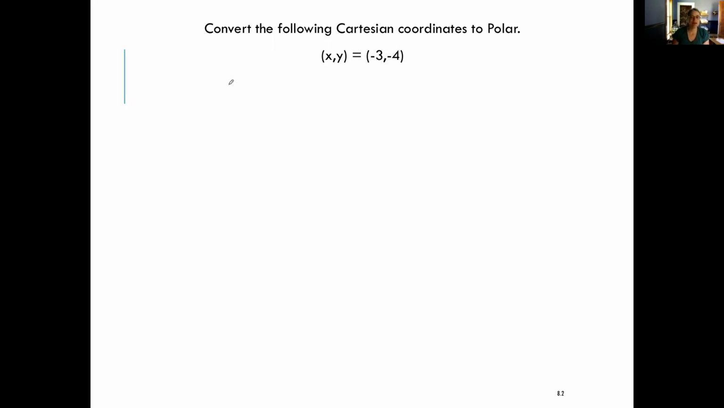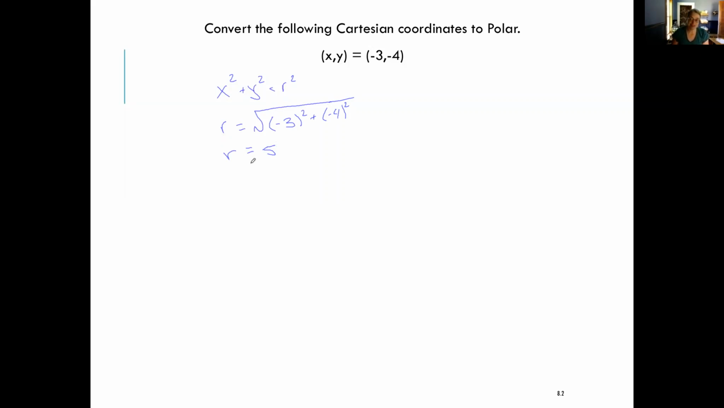So we remember that x squared plus y squared equals r squared, which means that r is going to be, we can just worry about the positive one, the principal square root of x squared plus y squared, or -3 squared plus -4 squared, which is going to give us 5. So we know my radius is 5.